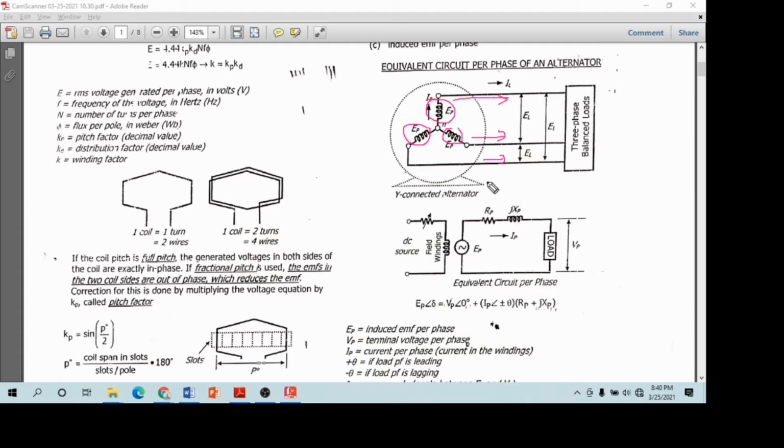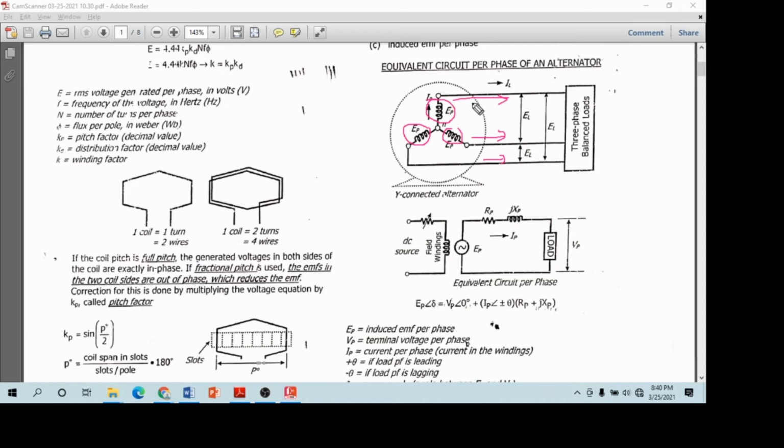Be sure to take note of the configuration of your alternator. It might be connected in delta or in Y, and it might be a three-wire Y configuration or a four-wire delta-Y configuration. It is supplied to the three-phase balanced load.